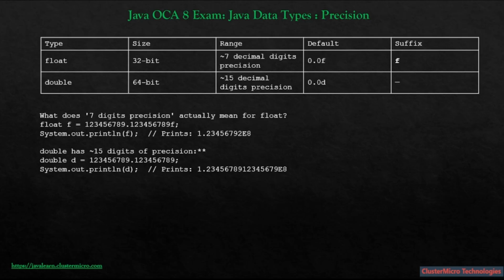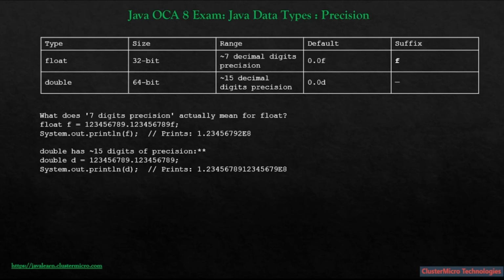So when does it matter in real life? Money calculations. If you are calculating money with tax and discounts using float, you may get slightly less, say if you are calculating 1000, you may get 999.9999, etc. That's why banking software never uses float. They always use BigDecimal, but that's a separate topic. But for the OCA exam, just remember float gives you 7 digits, double gives you 15 digits, it's more precise, and in Java, double is the default.